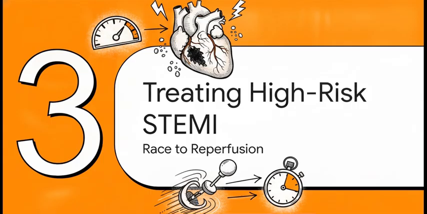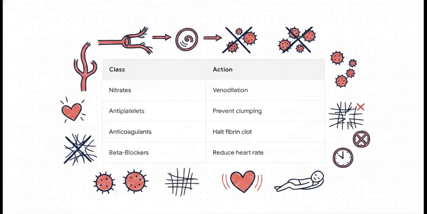In part three, treating high-risk STEMI, the race to reperfusion. So our patient's ECG shows a STEMI. The artery is totally blocked, the heart muscle is literally dying, and we have to immediately reestablish coronary perfusion. The chaos of the ER is met with highly targeted pharmacological warfare. Every single drug we throw at a STEMI patient right away has a specific job to target that biological crash we looked at earlier. We give sublingual nitroglycerin to dilate the veins and drop the heart's oxygen demand.